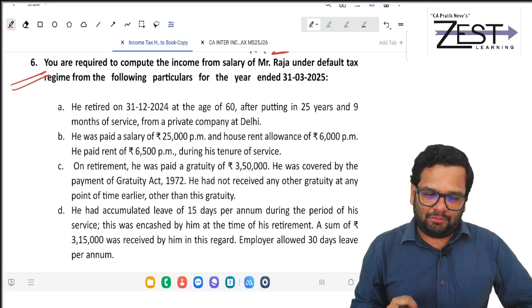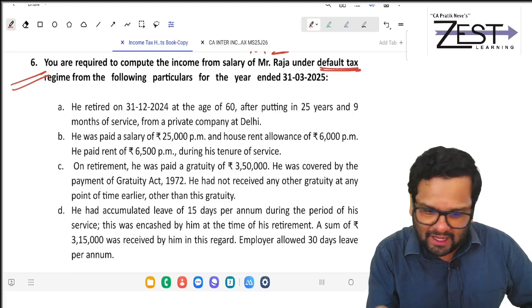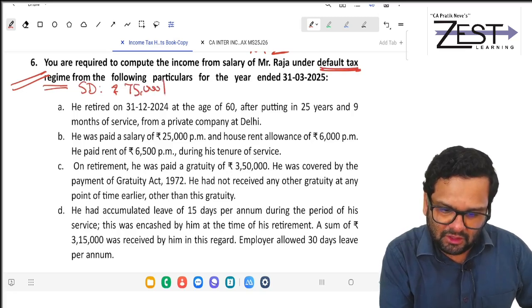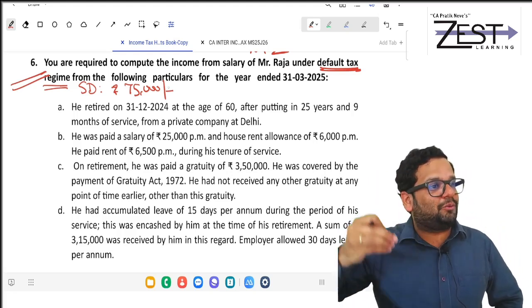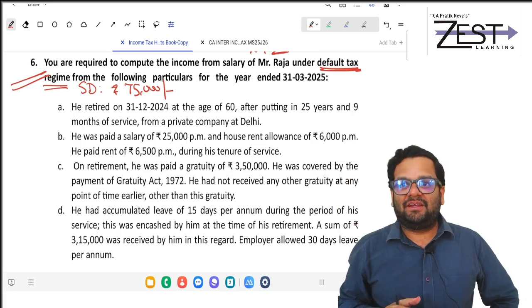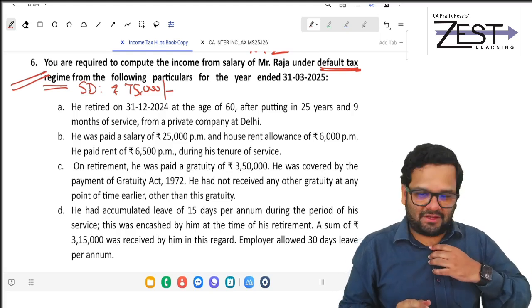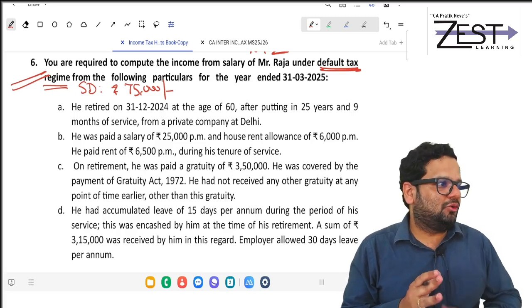You are required to compute income from salary of Mr. Raja under the default tax regime, means standard deduction 75,000. Do one thing, we'll do a mixture. I'll keep on telling you hints to the extent possible, and after those hints you solve. So one, standard deduction is 75,000. Okay, maximum hints you will get. So you have to be alert.